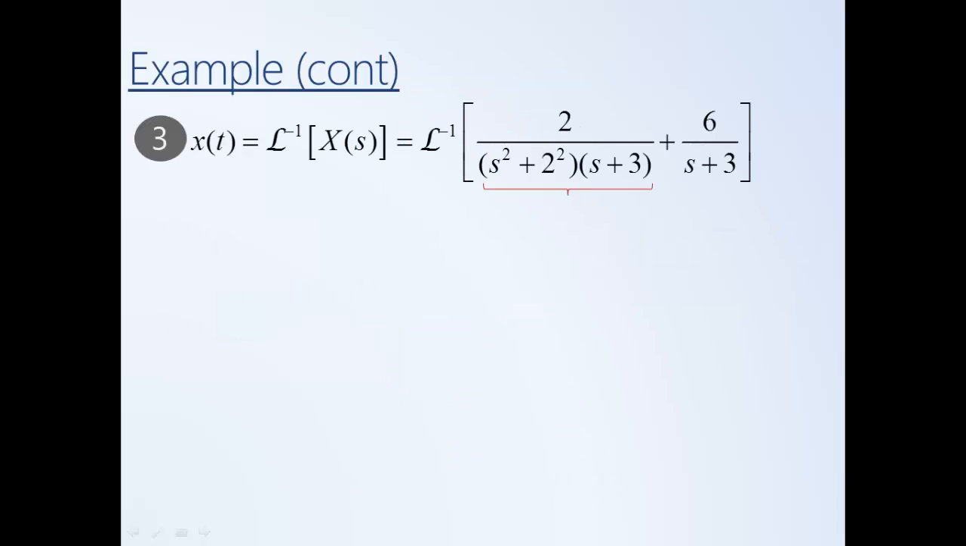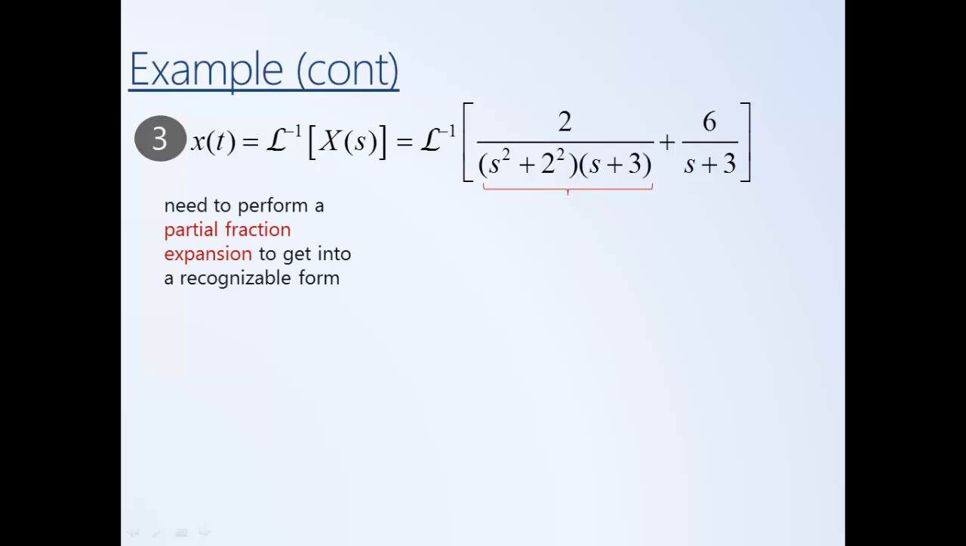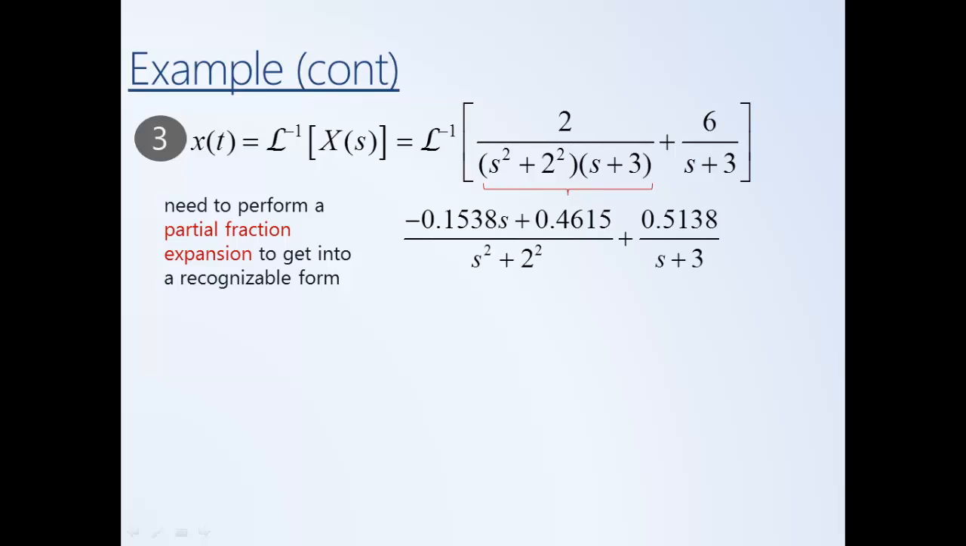So what we can do is split this function into two parts, in essence using what we call the partial fraction expansion, which is basically the reverse of finding a common denominator. So we split this so that we have one term with a denominator of s plus 3 and another term with a denominator of s squared plus 2 squared. Doing this puts these into a form that we can recognize in our table. At this point, don't worry about where the values of the numerators came from. We will address that momentarily.